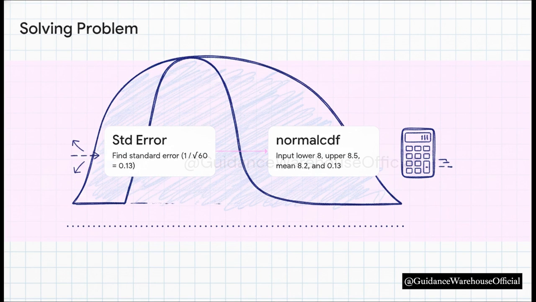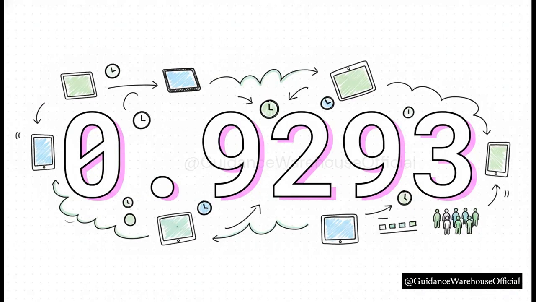Once again, we just follow our simple steps. First, we find the standard error. We take our original standard deviation of 1 and divide it by the square root of 60, which gives us right around 0.13. That 0.13 is literally the key to unlocking this whole problem. Next, we fire up the calculator's normal CDF function again. Input the lower boundary of 8, the upper boundary of 8.5, our population mean of 8.2, and our shiny new standard error of 0.13. And the result is 0.9293.